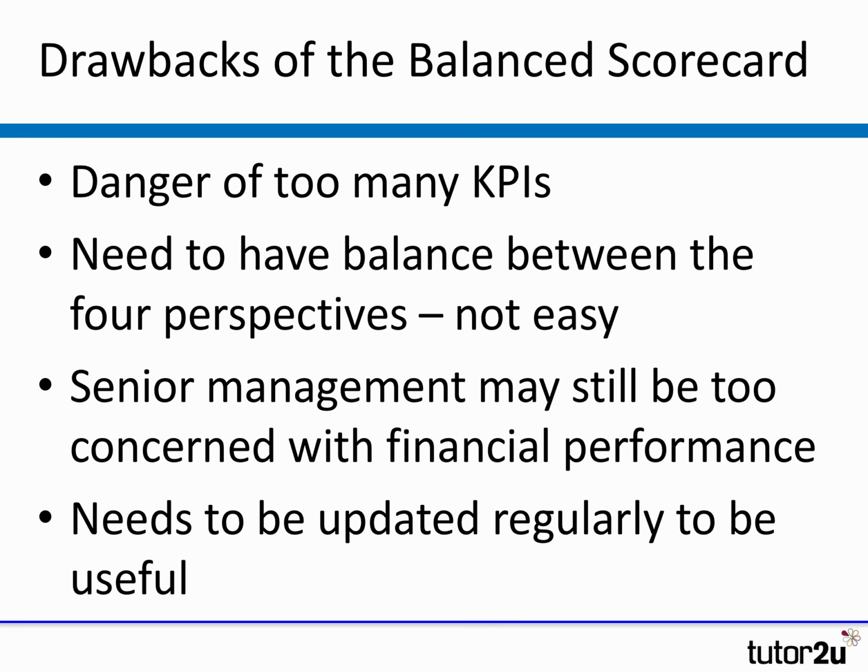One of the obvious ones is that you end up having too many measures of performance, too many key performance indicators. I guess there's a clue in the word there: key performance indicators, not just performance indicators. So you have to be careful that you're not measuring too many pieces of data. And also that you need to try and get some kind of balance between those four perspectives. That's not an easy thing to do.